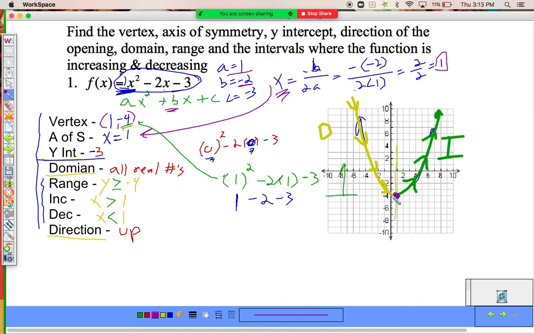And to the left of that value is going to do one thing. Less than that value of 1 is going to either increase or decrease, and greater than 1 is going to increase or decrease based on the way the graph looks.